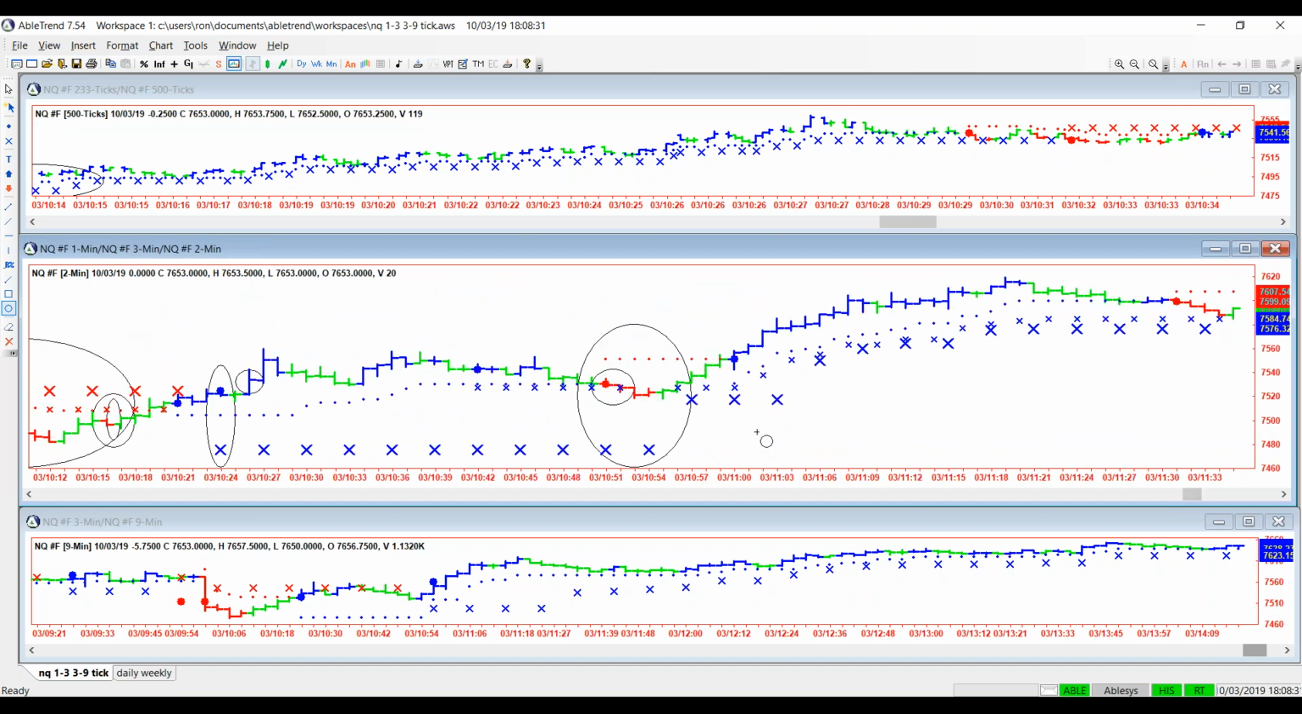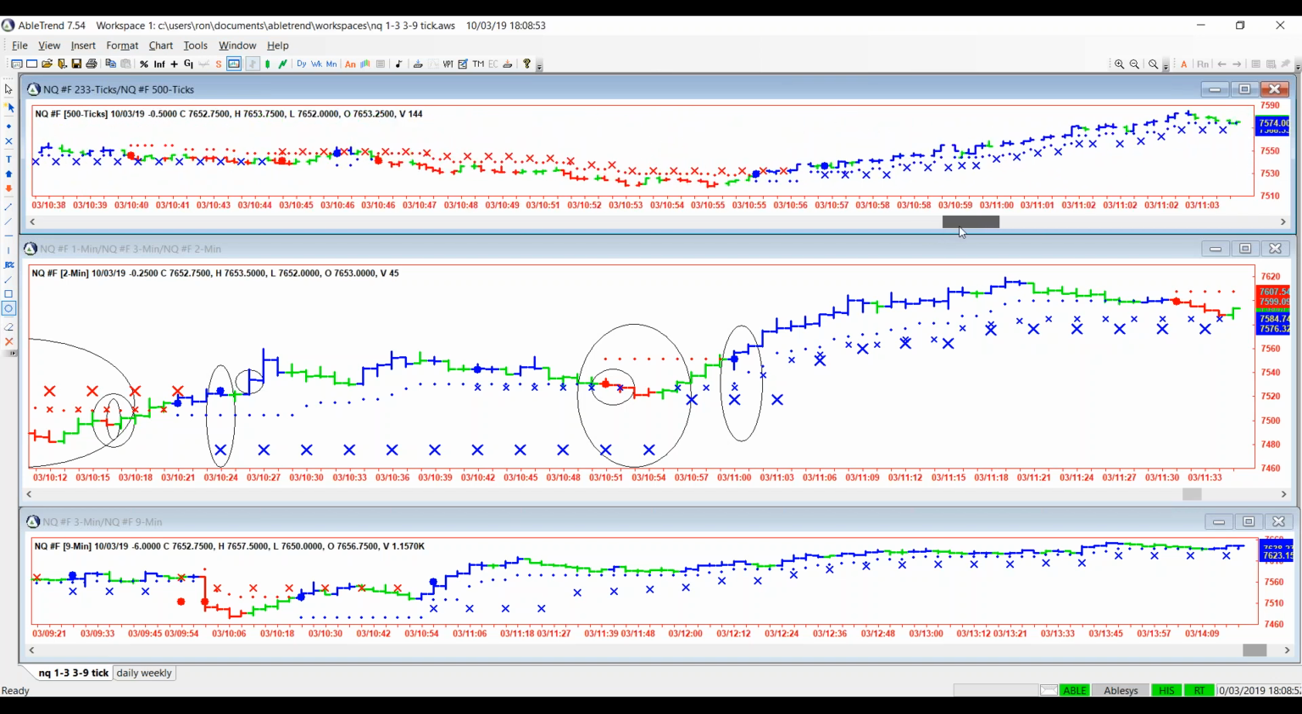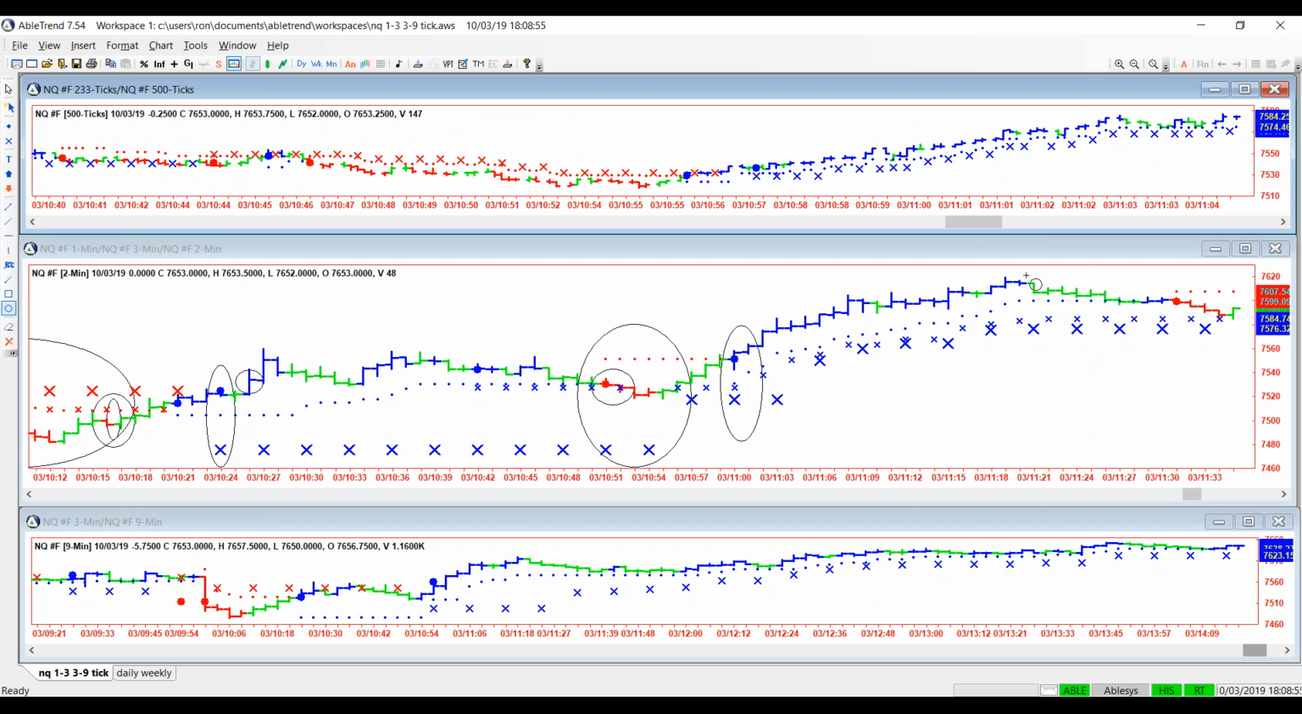This was an absolutely perfect buy signal right here. Triple confirmation, small blue bar. Love getting in on the smaller bars. It just puts more of the odds in our favor. It just lowers the risk. No red anywhere in sight. Tick chart agreed. It was a thing of beauty there. That one was perfect. I mean, that one worked out real nice.